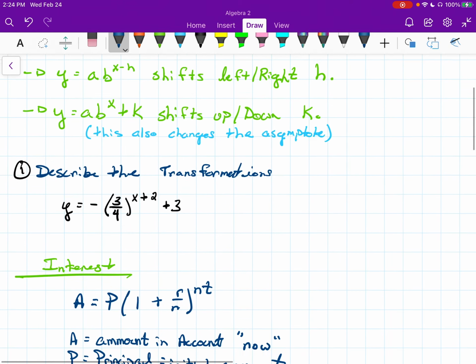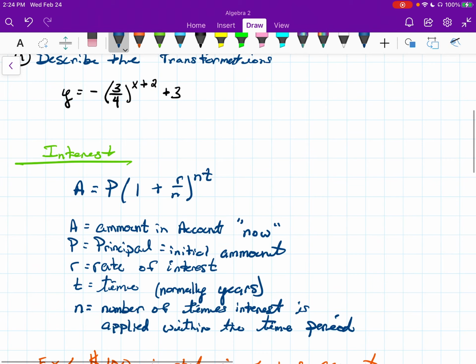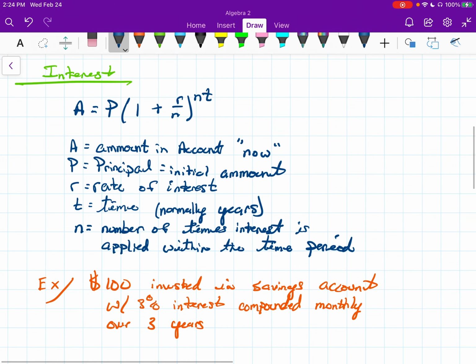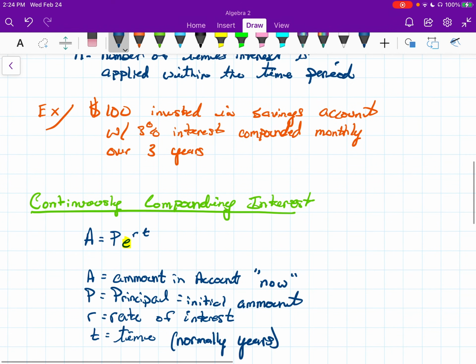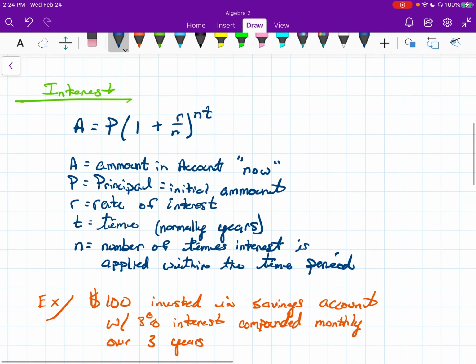And I think that the transformations will be relatively easy, so we won't spend a whole lot of time on that. But on interest, we are going to spend a bit more time, talking about a real world example with a savings account. And then we are going to move into continuously compounding interest. And your homework will deal with some continuously compounding interest problems. So let's talk about this.